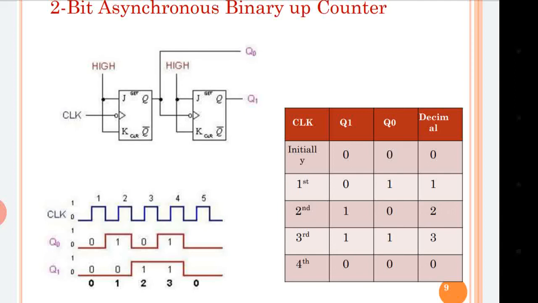But if you have the same diagram with falling edge triggered flip flops, and I have to change this circuit into a down counter, then instead of connecting Q to the clock of the next, I will have to connect Q bar to the clock of the next in the case of falling edge triggered flip flops.